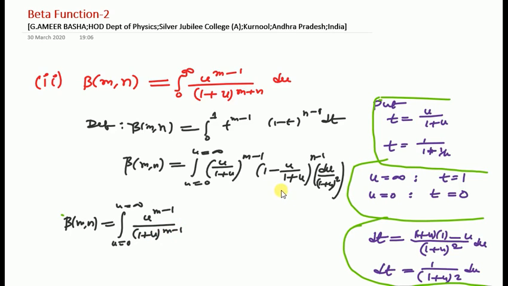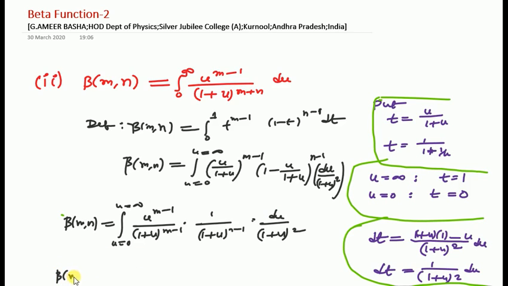Take the LCM, which is 1+u. 1+u goes here, u will be cancelled, only 1 is remaining, and 1 to the power anything is again 1. So I have (1+u)^(n-1), and here I have only du divided by (1+u)^2. So you observe the denominator I have.